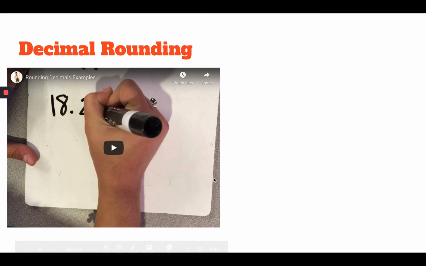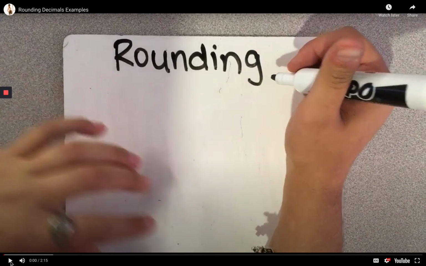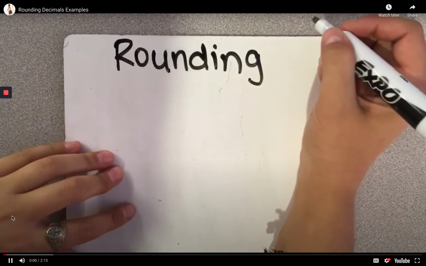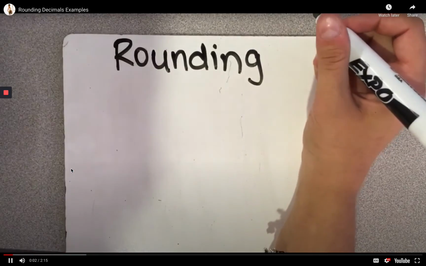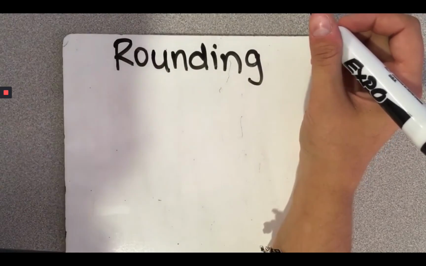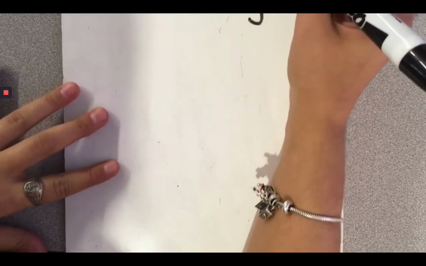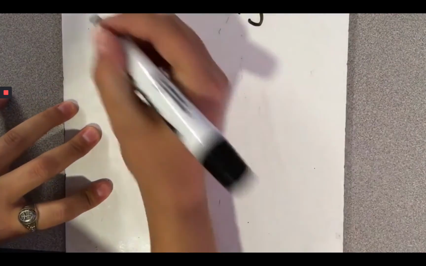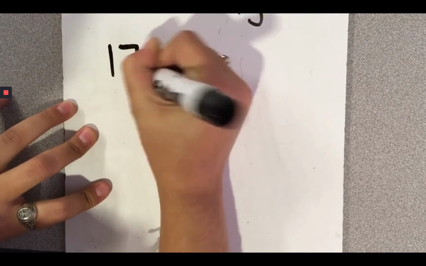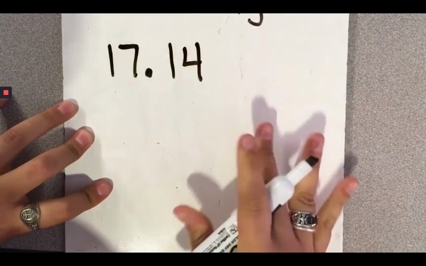Okay, decimal rounding. I'm actually going to jump into somebody else's explanation from a video. So we're going to watch somebody else's video that tells you how to round decimals. On this short video, I'm going to show some examples of rounding decimals to the nearest place value. So here's one example, 17 and 14 hundredths.